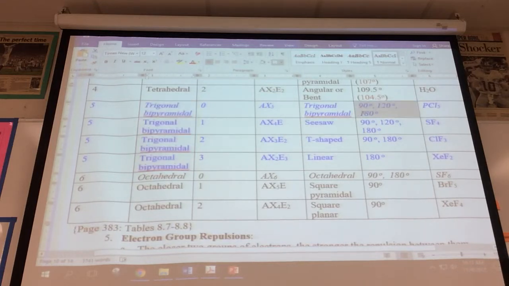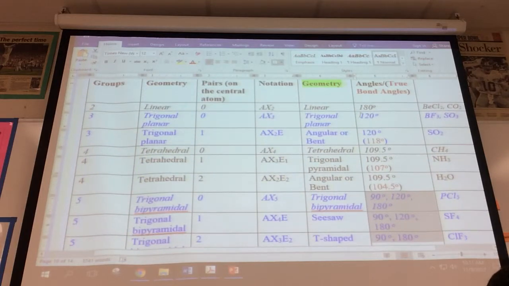Now here, the bond angles are 90, 120, or 180. They usually don't ask these bond angles. I did ask a bond angle on the quiz, but I gave you so much information that you didn't have to know it exactly. You'll be able to select it without it. These bond angles, you want to know.